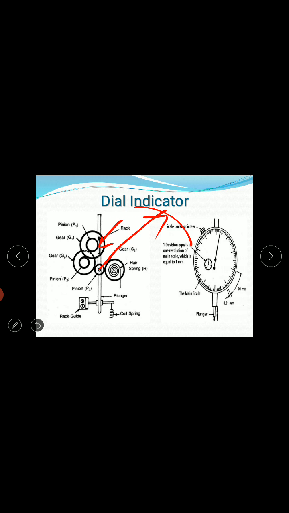Then the pointer slides over the calibrated scale, and from that scale we measure how much difference there is. That is called comparison. So this is all about its construction. Now let's see the working of our mechanical comparator.